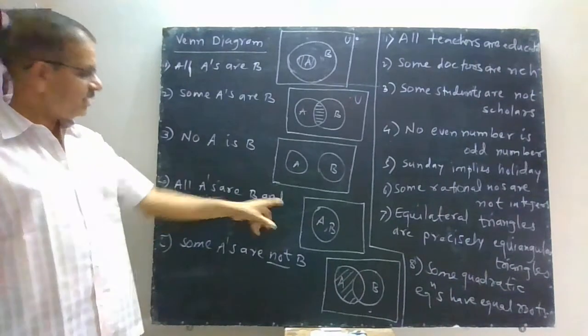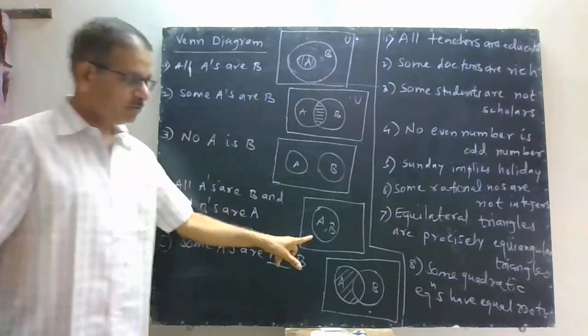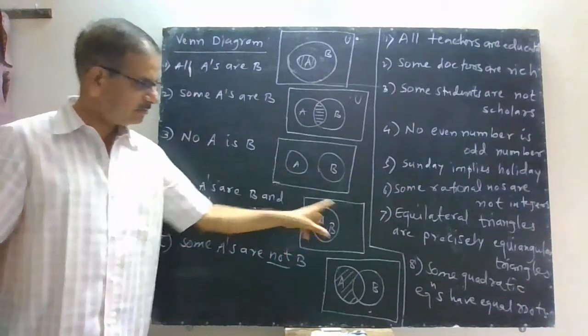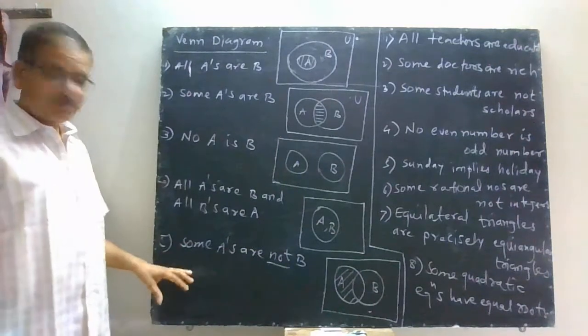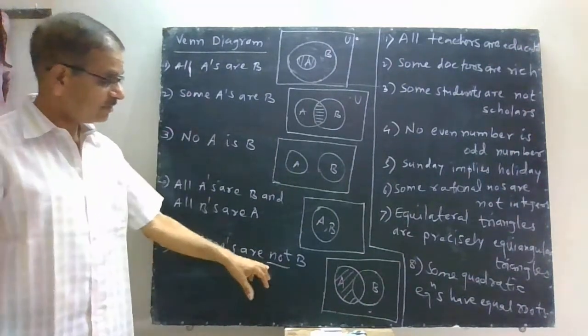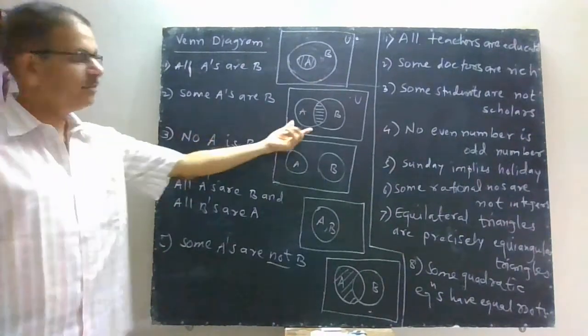All A's are B and all B's are A. That means both sets are actually same. So we will draw a diagram of this type. Then A and B are same sets. Now this is a special one. Some A's are not B. See, actually it starts with some, so the figure will be of this type.